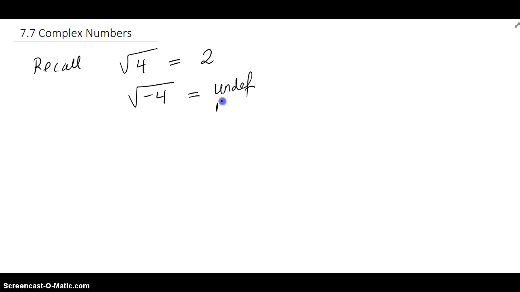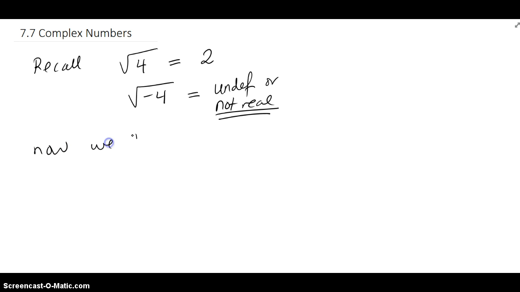In this section we're going to talk about complex numbers. But before we do so, recall if I gave you the square root of 4, you would say that's equal to 2. However, if I gave you the square root of negative 4, there is no real number multiplied by itself that gives you negative 4, so you would say the answer is undefined or not real.